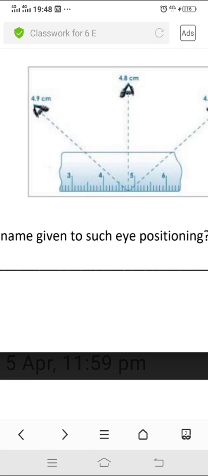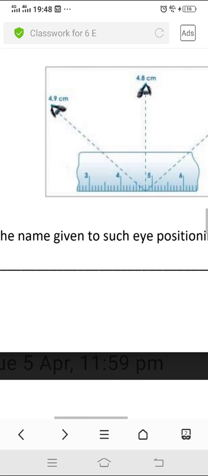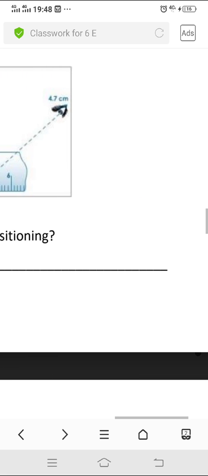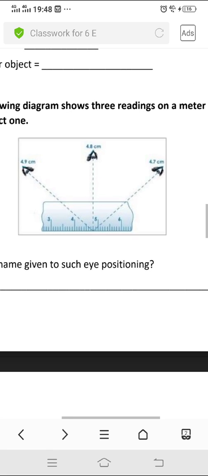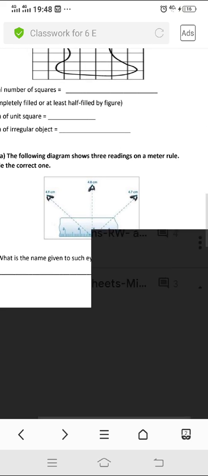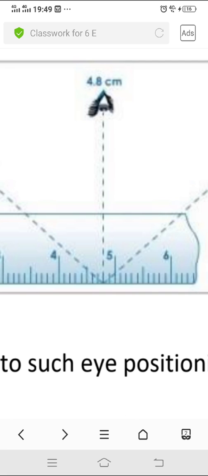Which one is exactly perpendicular to the reading? Is it perpendicular? Is it making an angle of 90? Is this making an angle of 90? No. Well, is this making an angle of 90? Yes, of course, right? So the middle one is making an angle of 90. So that means this middle eye is basically making an angle of 90. So this is perpendicular to the reading.